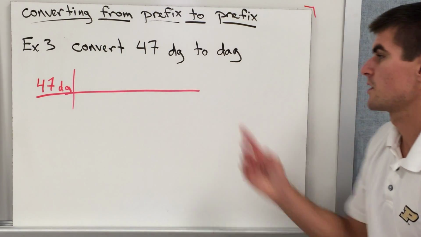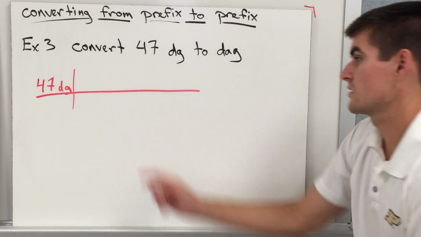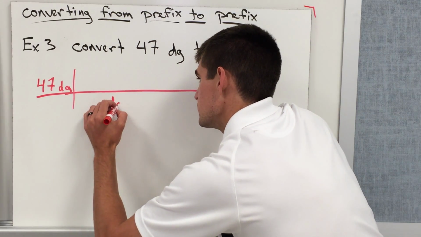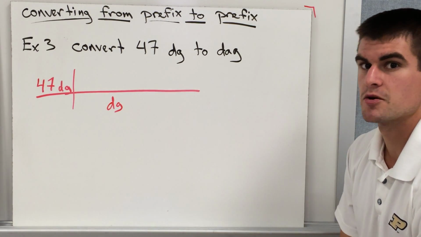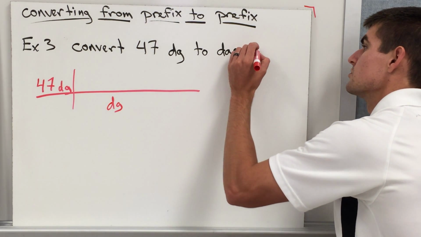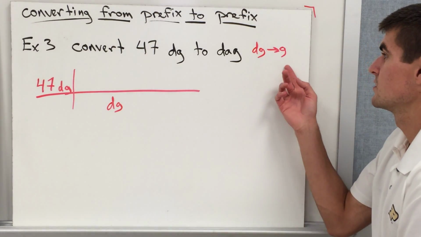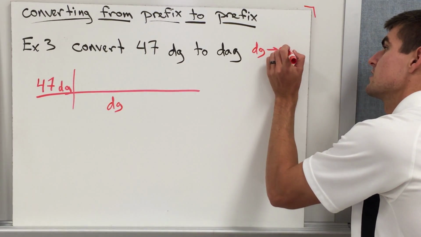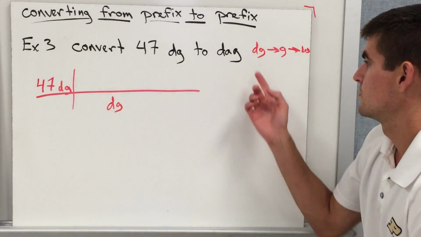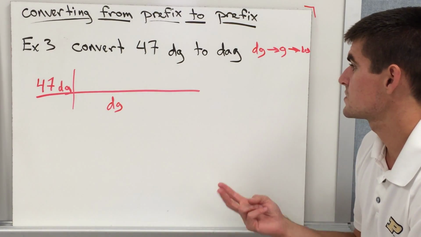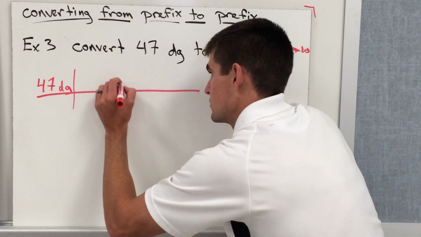I said it's going to be 2 steps, so I'm going to make my line a little longer here. I want decigram to cancel, so those are going to go on the bottom. And I said it's going to be 2 steps, so what's that intermediate? What we're trying to do is go from decigram to the base, so to something without a prefix, and then go to that last one, the DAG. So 2 steps: go to the base first, something without the prefix, so that's just the gram.